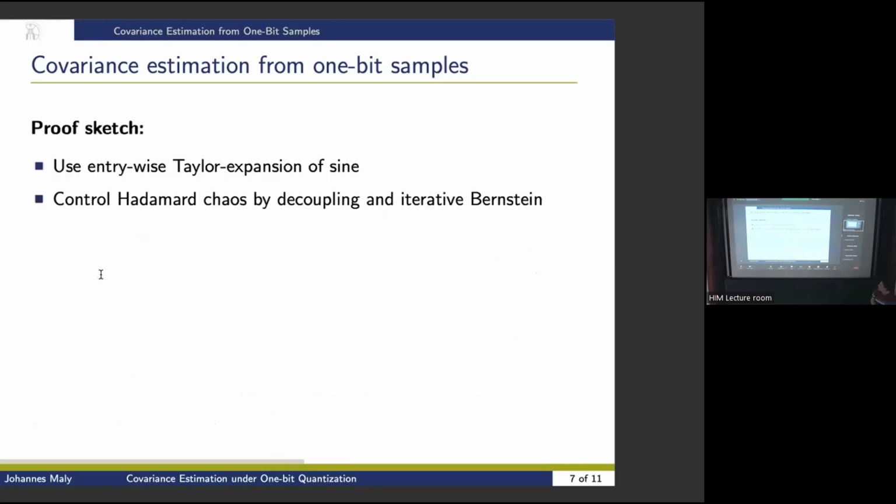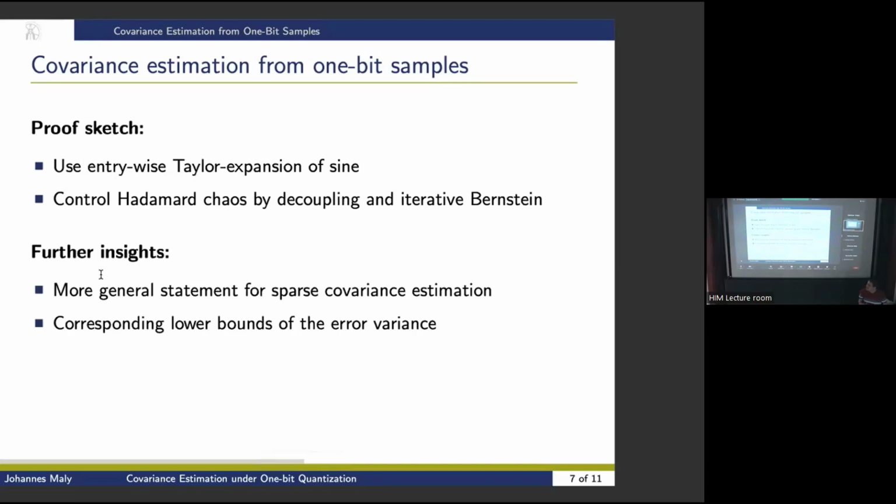Just two words on the proof. Basically, the main steps are that you use a Taylor expansion of the sign and do it entry-wise. And then the more interesting part is that what you get is a representation of the error you make in the form of a series of Hadamard powers. And this you can then control by doing a lot of technical work on Hadamard chaoses. And here we also had to come up with some tools that hopefully are interesting also for other challenges. But it required a lot of work.